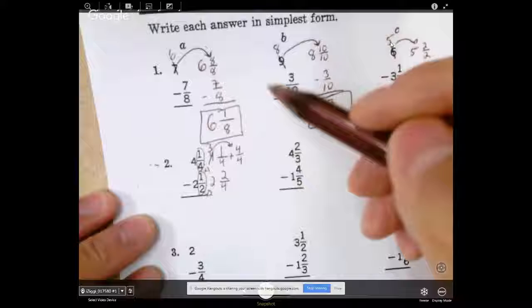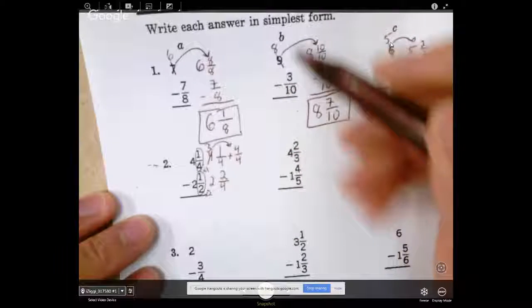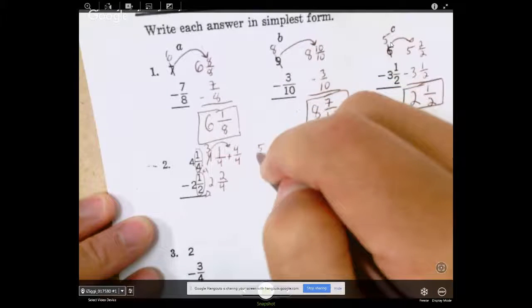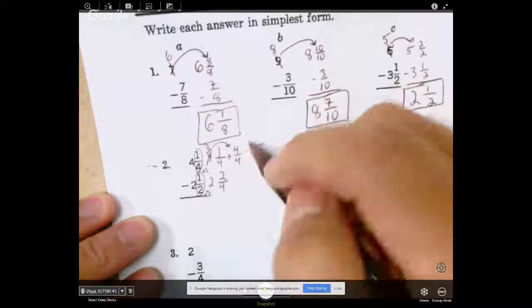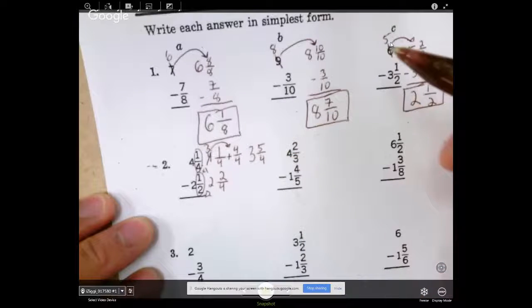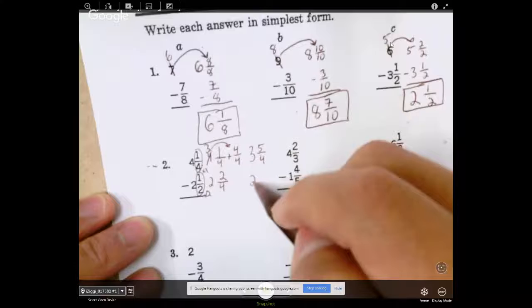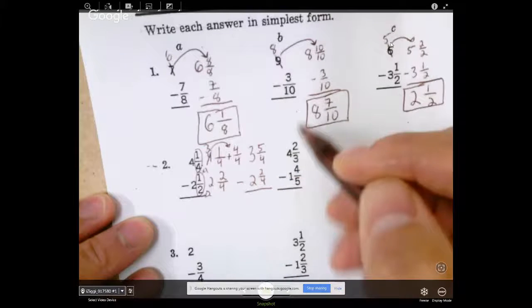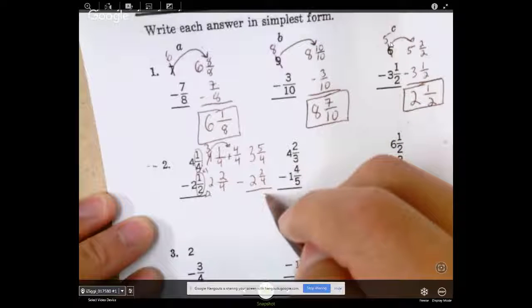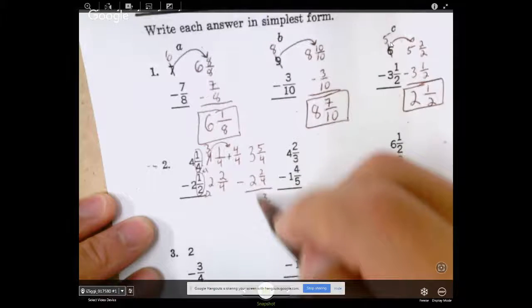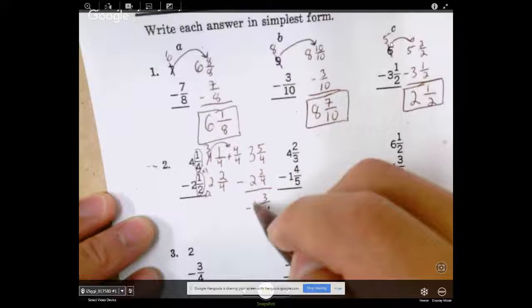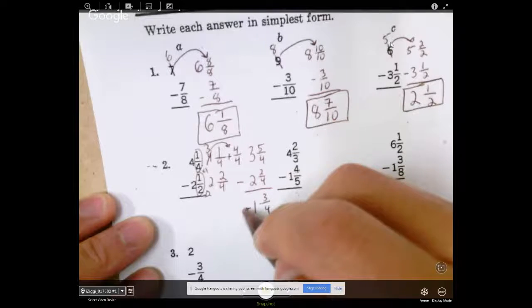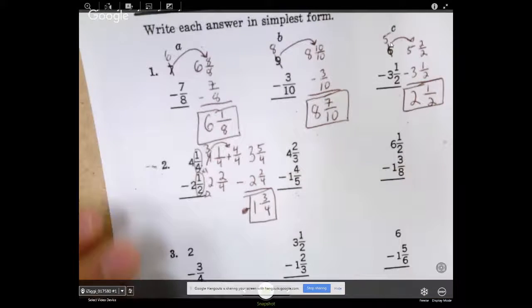Okay, so I have here 1/4 plus 4/4, and that's 5/4. Now I have 3 and 5/4. The 2 and 2/4 is just going to come over. 5 minus 2 is 3/4. 3 minus 2 is 1, not negative, right? Okay, so it's just 1 and 3/4.